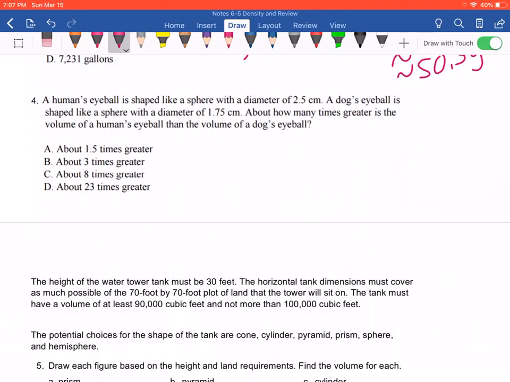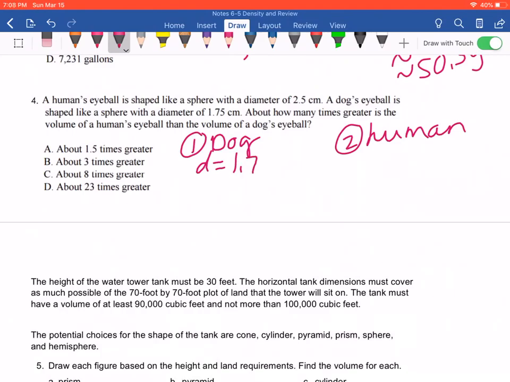All right, so the first thing that we want to consider, there's probably more than one way, by the way, to do this particular problem, but this is the way that makes the most sense to me. I'm going to consider the volume of the dog's eyeball, and I'm going to consider the volume of the human eyeball. With the dog eyeball, we know that its diameter is 1.75 centimeters. The human has a diameter of about 2.5 centimeters. So we really need to know the radius on each one of these in order to use our volume formula. So our radius of the human eyeball is 1.25 and the radius of our dog eyeball is about 0.875. So we're going to go ahead and calculate the volume of each.